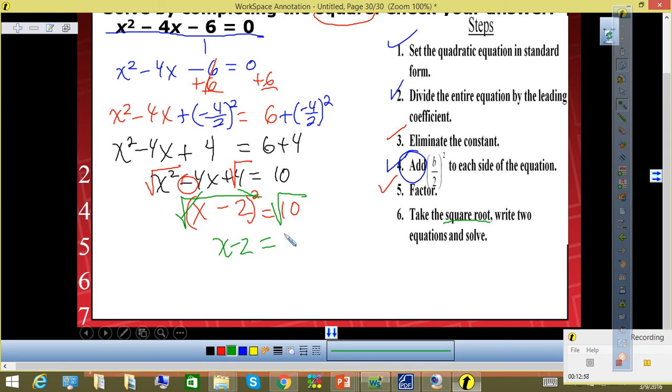X minus 2 equals plus minus square root of 10. Does everybody know why we write plus minus? Okay. Square root of 16. What is square root of 16? Plus minus 4. Right. That's why we write plus minus.